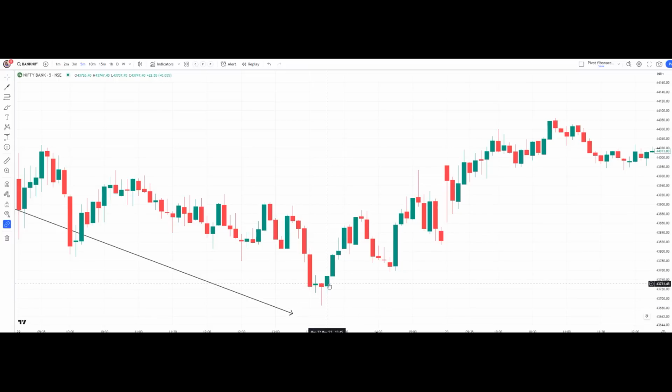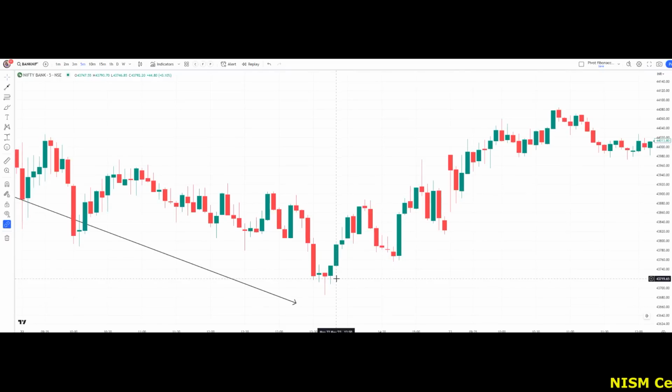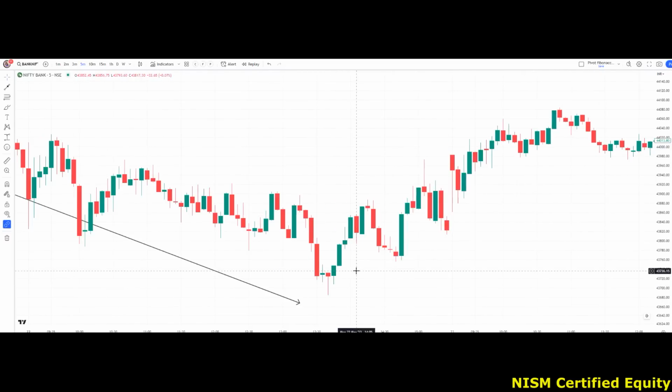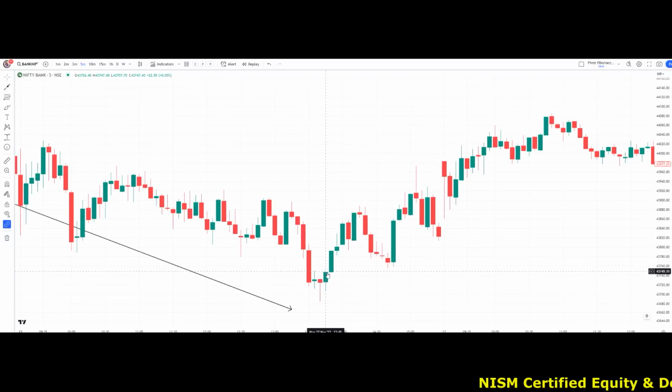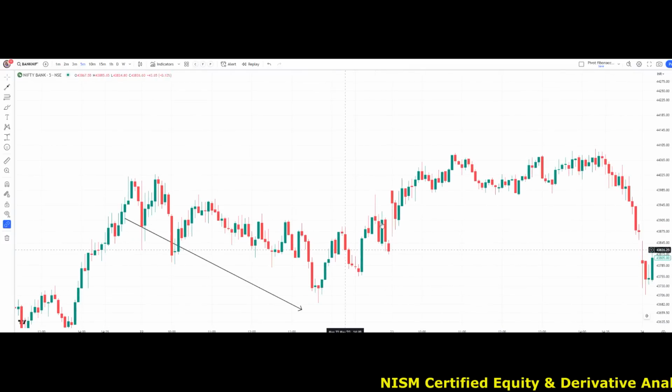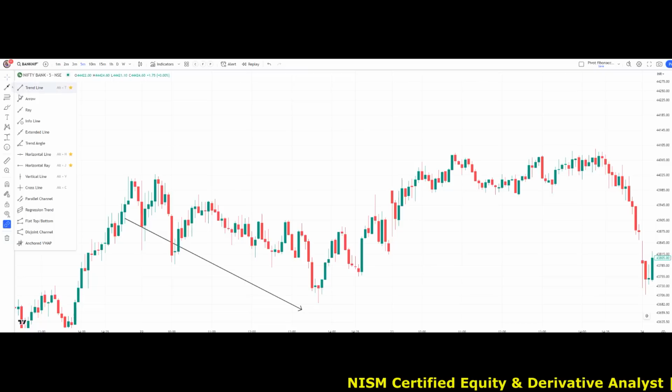And after that, the next green candle gave a close above the first candle's high, and the low of the candle is not lower than the first candle's low. So this is the condition that we have to look for when there is a trend change. And after that, we can enter for long above the high of this green candle. After that, we can see that there is a nice up move in the Bank Nifty here.